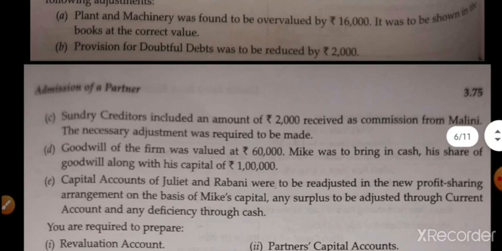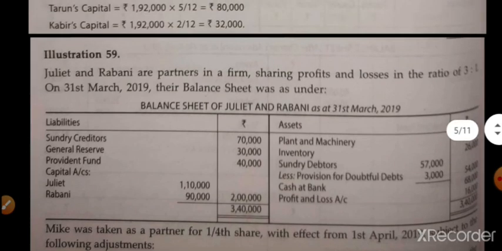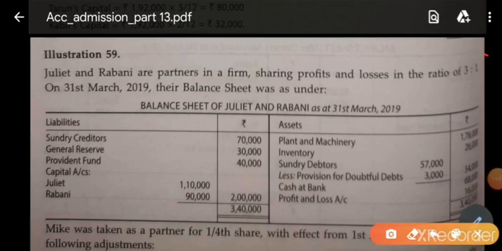So right now the adjustment was done through cash. Now in illustration number 59, as you can see here, Juliet and Rabani are partners. Old ratio 3:1. In the balance sheet we have general reserve and PL account. There are two adjustments. So we know how to do them. It will go to the credit side of capital and it will go to the debit side of the capital account.